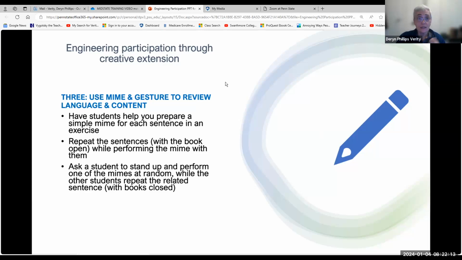And it's a nice way to help them understand that although they might not feel very American or very Englishy when they speak English, giving them a chance to bring English into their body through gestures and mimes can be a great way to make it feel more natural for them.